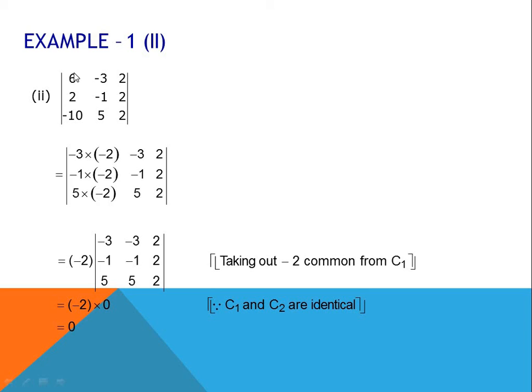Next, this is the determinant. You need to solve this determinant. Now if we observe the first column, then 2 is common in the first column. So the first column can be written as -3 into -2, -1 into -2 and 5 into -2. So from the observation, you can say that -2 comes out as a common factor from the first column. If I take this -2 out of the determinant, then you will get the following determinant. Now if you observe this determinant, these two columns have the same elements. So if two columns have the same elements, the value of this determinant is equal to 0. So the answer for this example is 0.